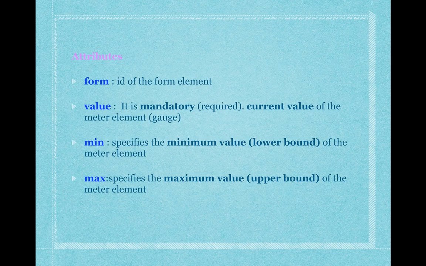The next attribute is min. It specifies the minimum value or lower bound of the meter element. If the min attribute is not specified, then the default is taken as 0. The max attribute specifies the maximum value or the upper bound of the meter element. If it is not given, the default is taken as 1.